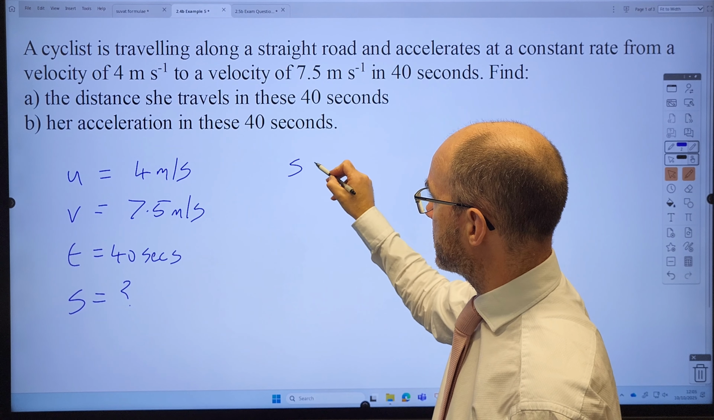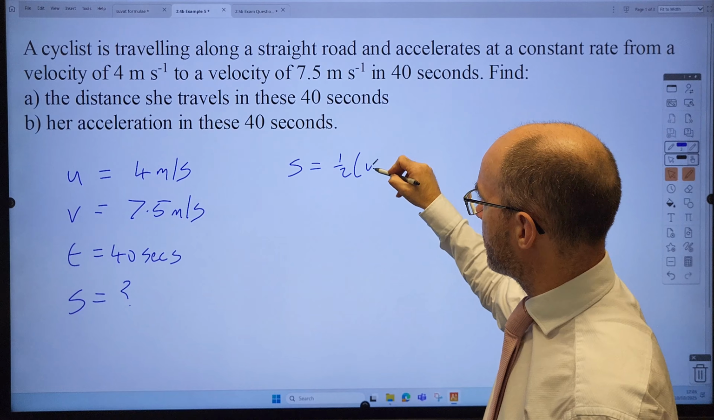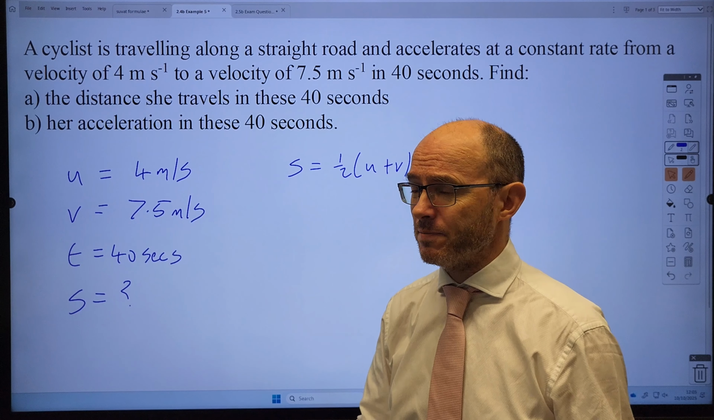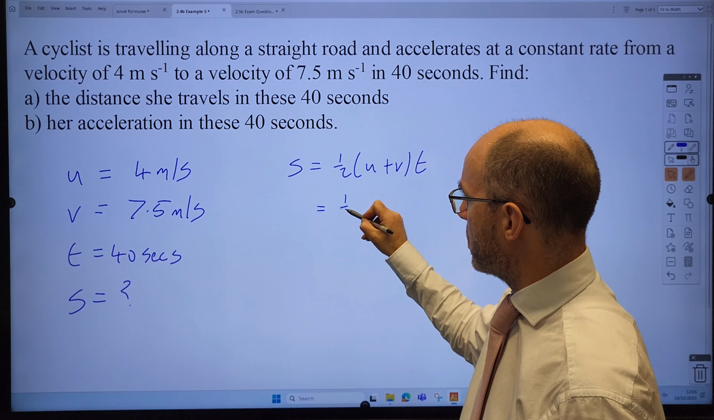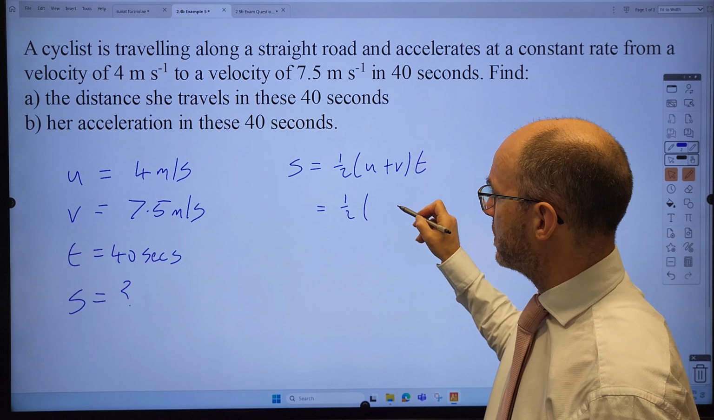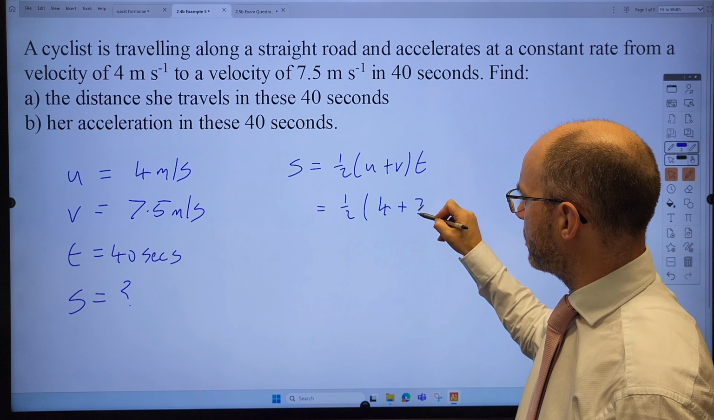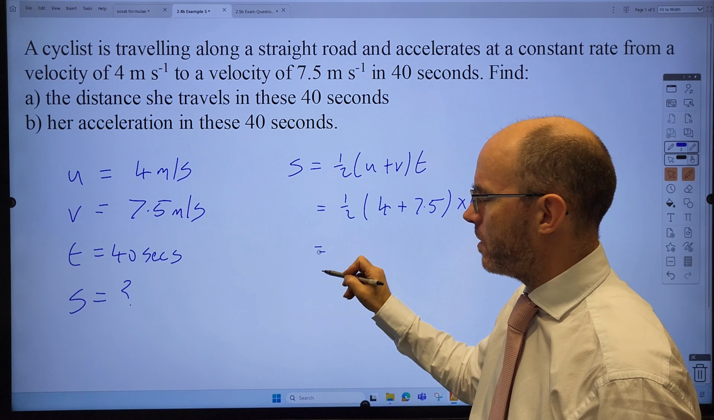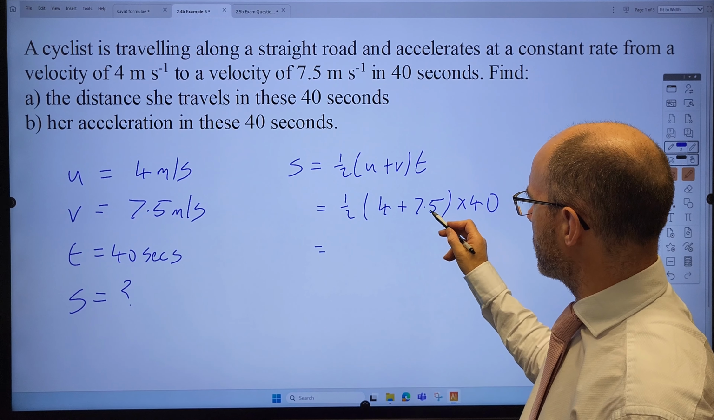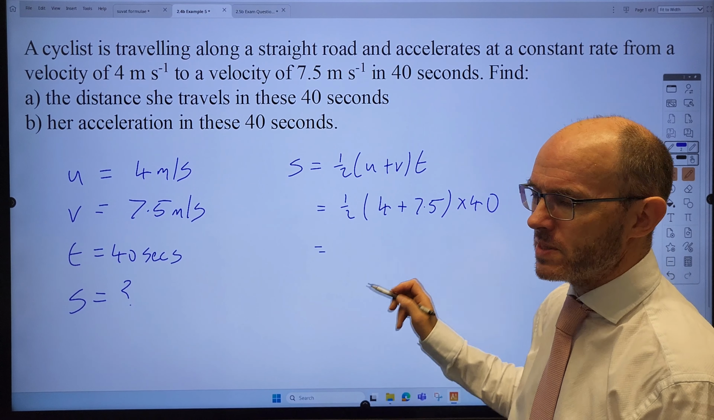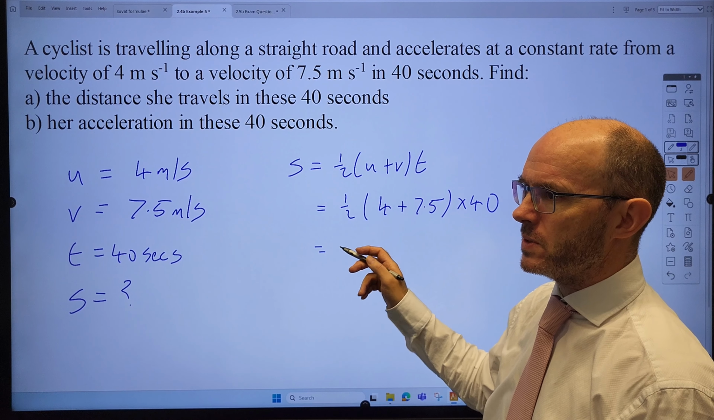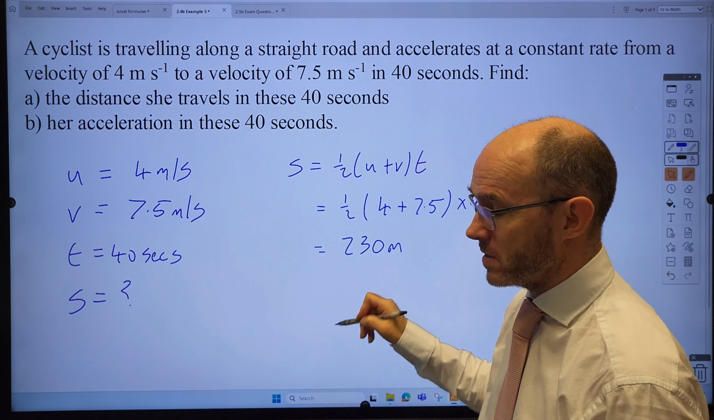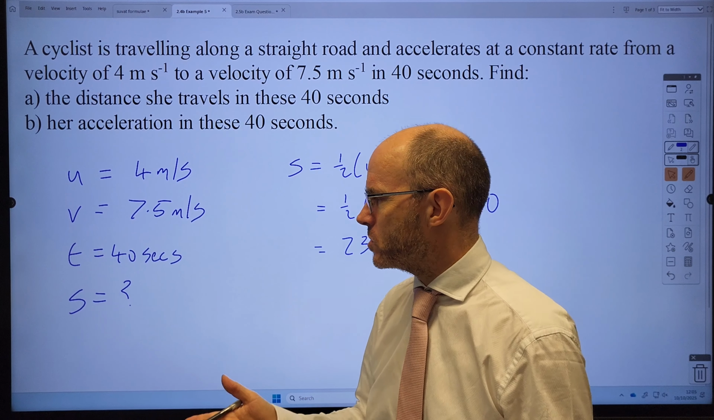So S equals a half (U plus V) multiplied by T. And you just substitute numbers in. That's it. That's how our formula works. So a half times, and then it will be 4 plus 7.5, multiplied by 40. And then you work out what that is. So 11.5 times 20. 11.5 times 2 is 23, so 230 meters. Use your calculator if you wish, 230 meters.